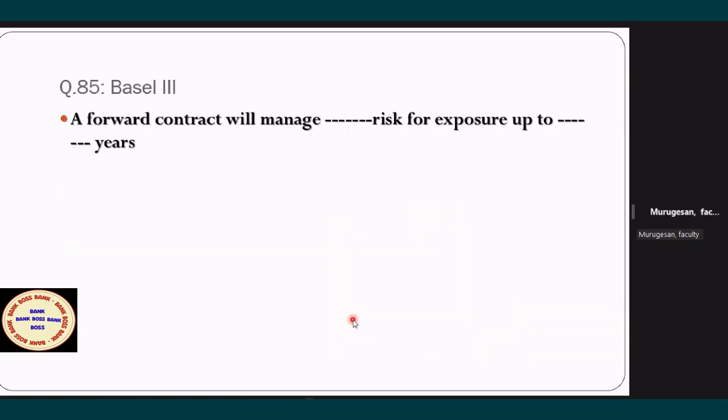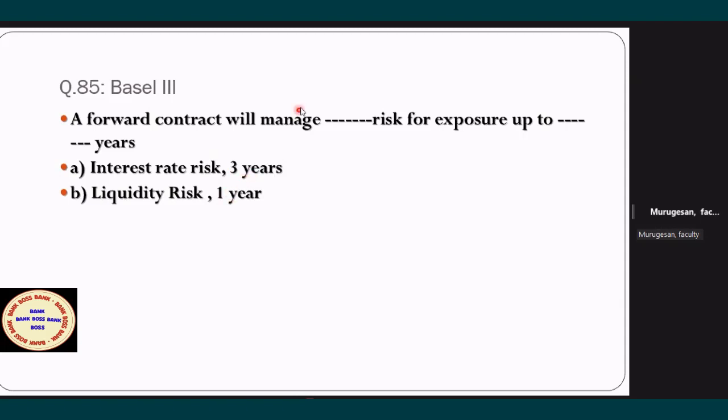Now question 85, a forward contract. A forward contract will manage what risk, and up to how many years will it manage the exposure? Is it interest rate risk? No, forward contract is not meant for interest rate risk, no 3 year. Liquidity risk, no, it is not meant for liquidity risk. Exchange rate risk is 1 year. So the answer is C.